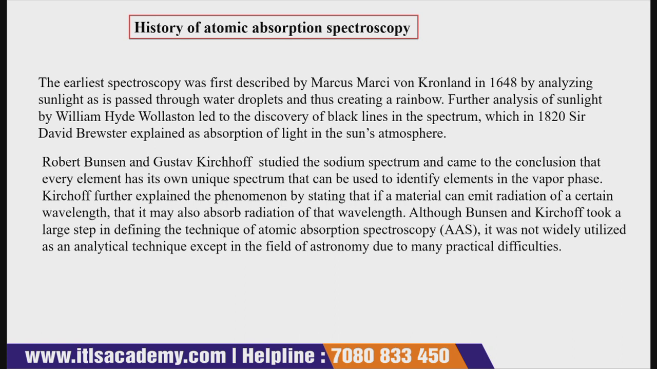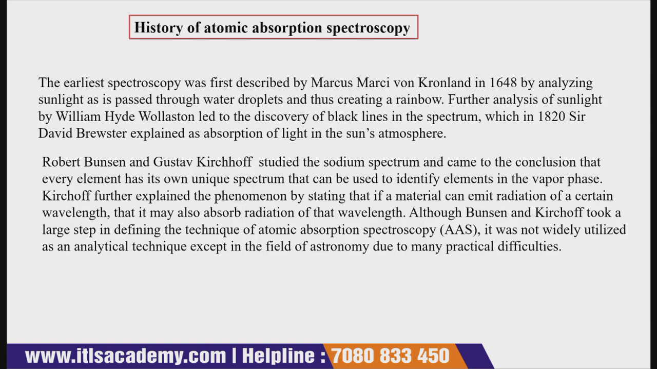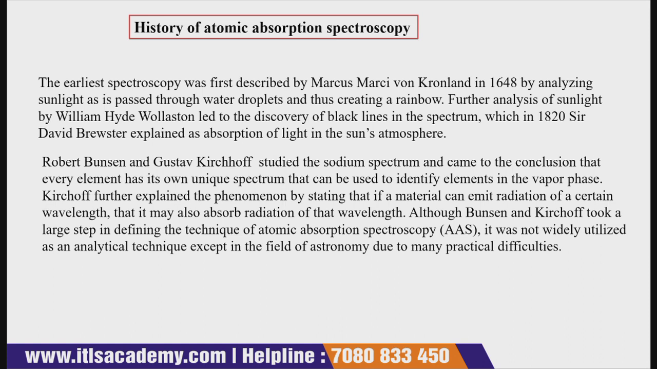Marcy von Kronland in 1968. So he is the scientist. As you can see in the first image, he is the scientist known as Marcus Marcy, and he was the first person in 1964 who analyzed the sunlight as it passed through a water droplet, thus creating a rainbow.